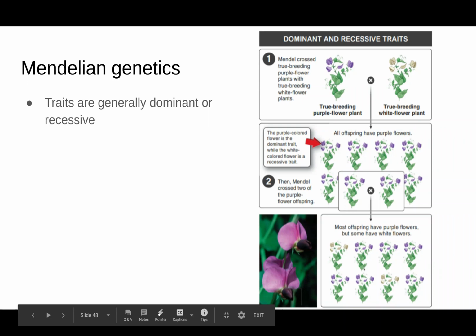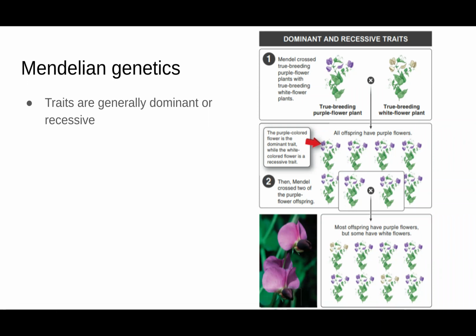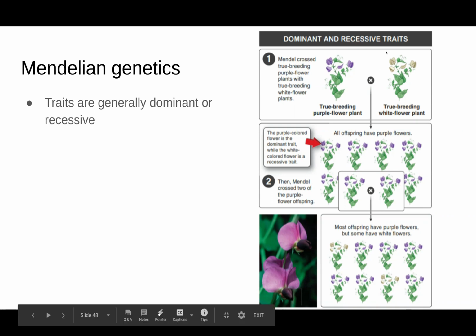So what this is telling us is that there's some underlying mechanism saying that purple is dominant to white. And this is what Mendel really put forth, this idea that some genes essentially override other genes. So if I have this purple flower gene, it would override this white flower gene.